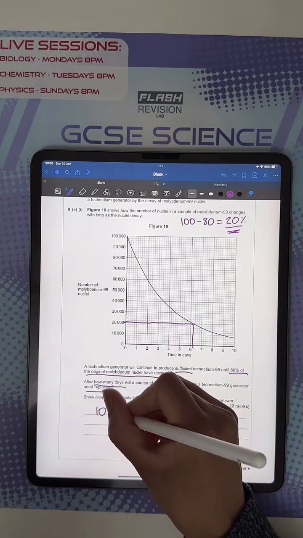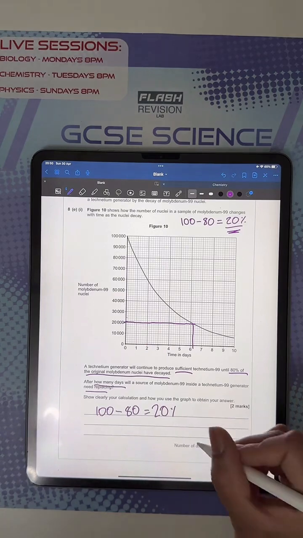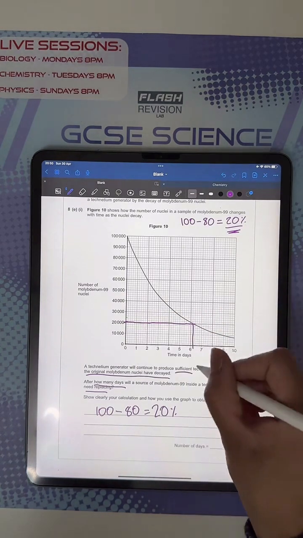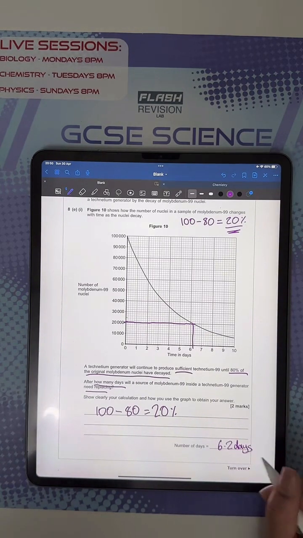So let me write that down here as well. So 800 minus 80 is equal to 20%. So you get calculation marks. For this and this, you'll get 1 mark. And your final answer is to read it off, which is 6.2 days.